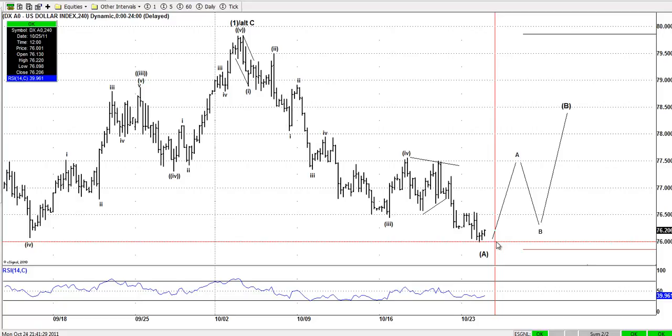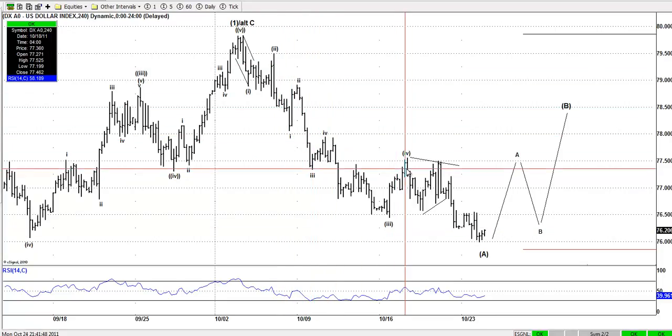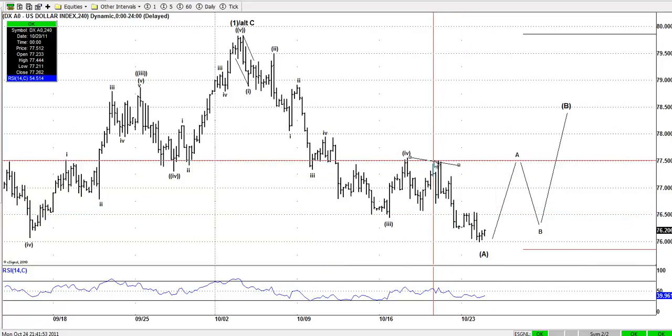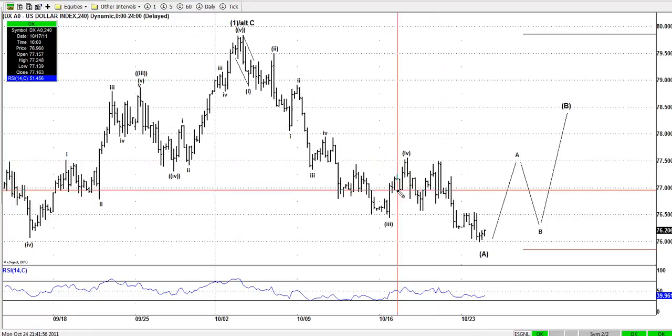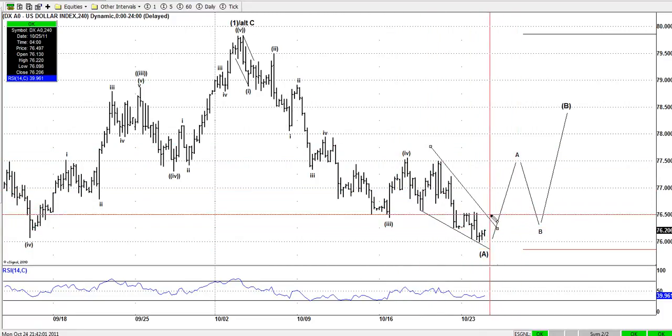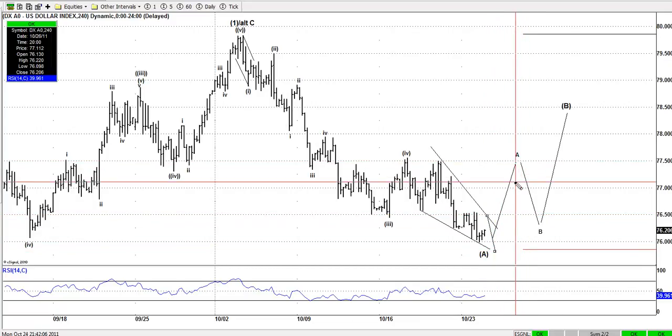Now, how many scenarios do we see on the dollar? Technically, we see three scenarios. The first scenario is our principal count. It comes with 1, 2, 1, 2, 3, 4, 3, 4, and a 5. If that scenario is in place, it looks like the US dollar, like the euro, is within the ending diagonal right here, and it needs another marginal low before this pair starts rebounding.